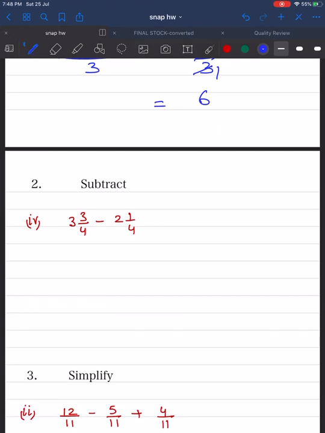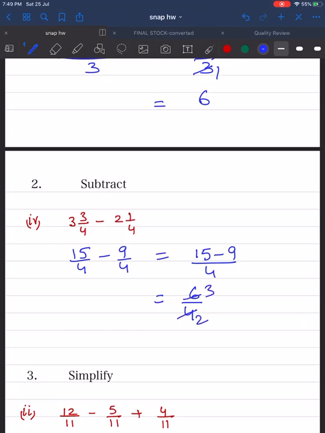Now let's subtract like fractions. Now to subtract like fractions, we have to subtract the smaller numerator from the bigger and retain the common denominator. So first let's convert them into improper fractions. So here we get 15 on 4 minus 9 on 4. So let's subtract 15 and 9 and retain the common denominator 4. So here we get 6 on 4.